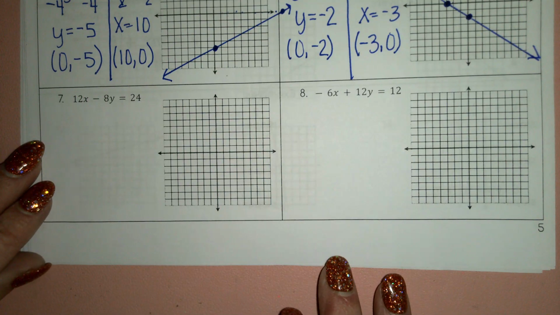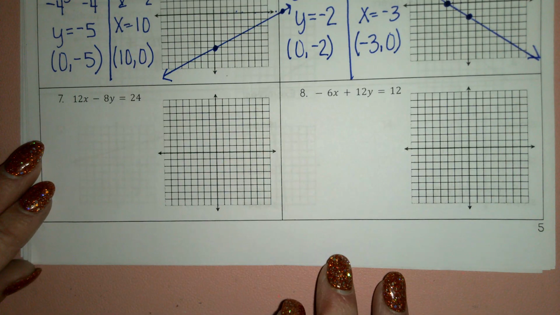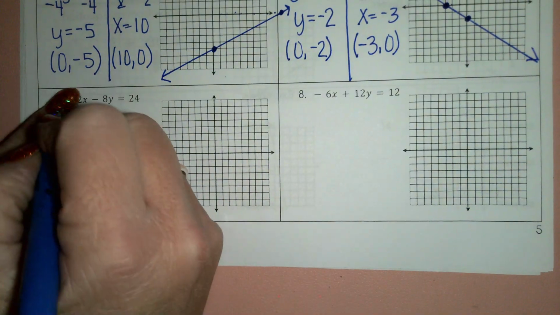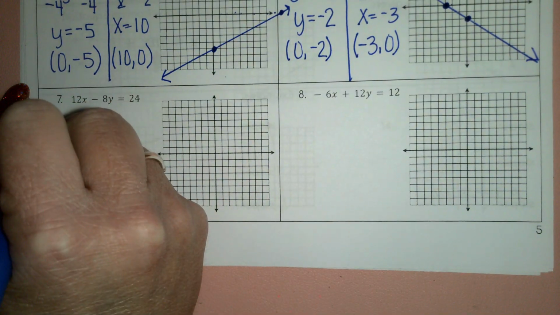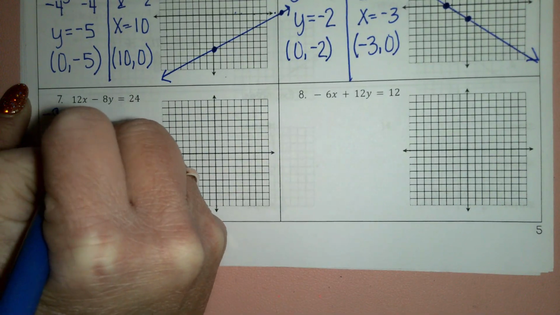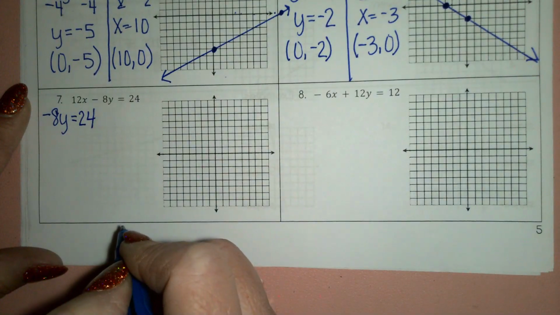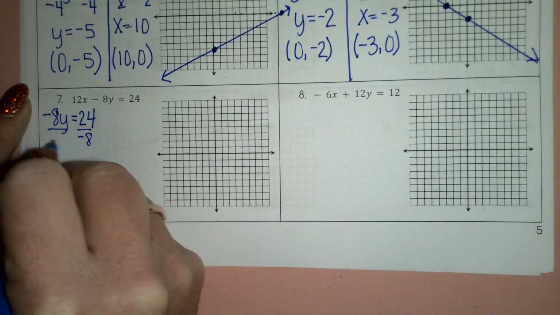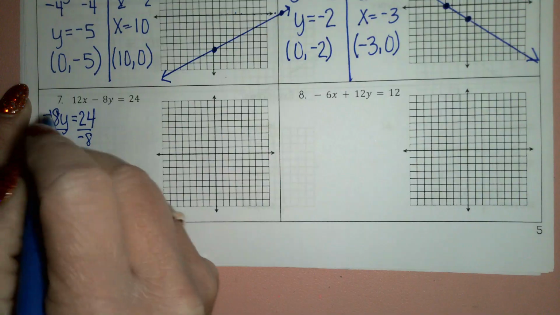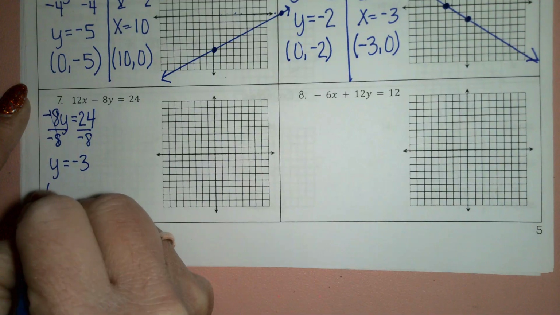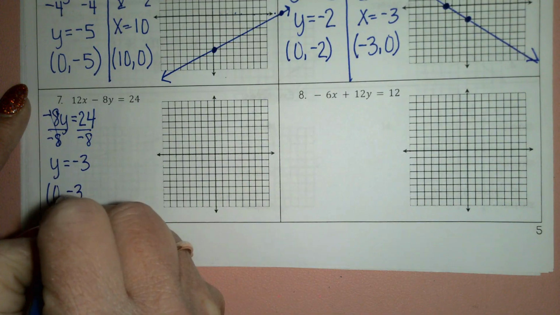Example 7, we have 12x minus 8y equals 24. Cover up the 12x, you've got negative 8y equals 24. To solve the one-step equation, we're going to divide both sides by negative 8. So y equals negative 3. That ordered pair is 0, negative 3.